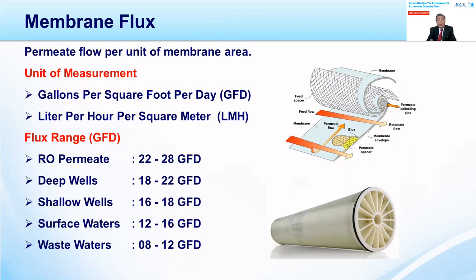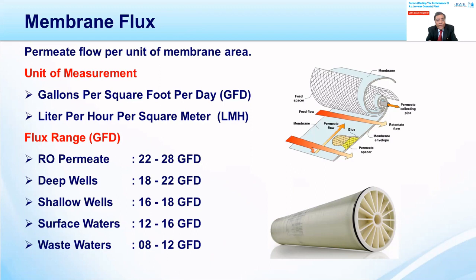Now, another important factor is the loading rate we are putting on the membranes and how many membranes are required for the system to produce the required quality and quantity of water. Normally, the unit of measurement for this is GFD, gallons per square foot per day, or in some software, liters per hour per square meter.